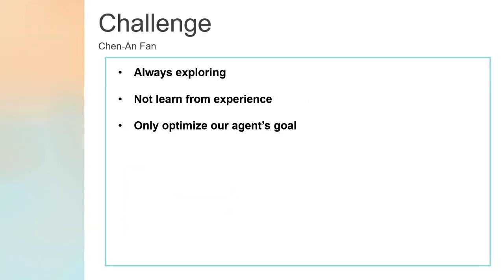The challenges we face are, first, due to the low probability of the same state happening, our MCTS agent always explores. Second, the MCTS agent could not learn from experience when it plays more games. Lastly, our agent assumes our opponents select random moves and only optimizes our own score.